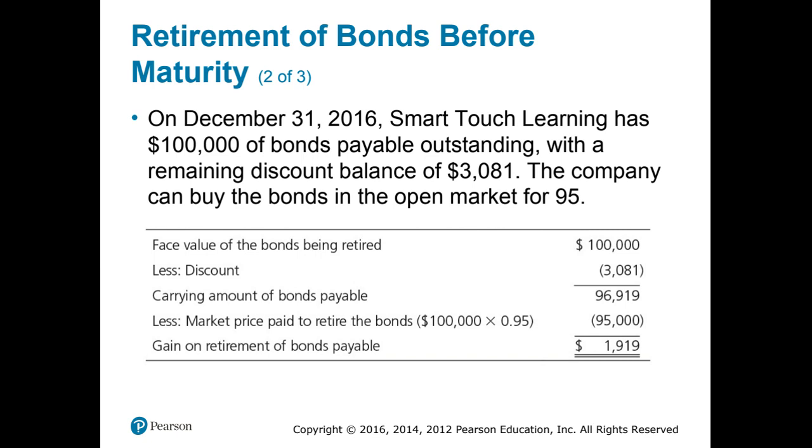So here we have the face value of the bonds being retired, which is 100,000, less the discount of 3,081 equals our carrying amount of bonds payable of 96,919. Then we're going to take out the market price, which was 95,000, and to find that we take the 100,000 times 95% gave us the 95,000, and then that leaves us with our gain on retirement of bonds payable, and the gain is $1,919.